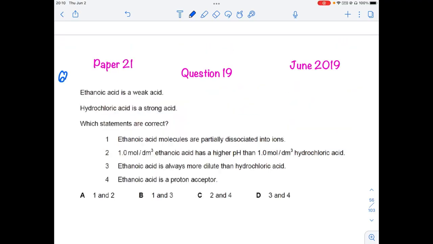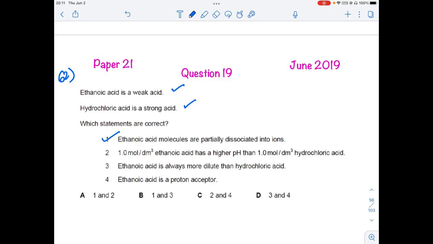Coming to the next question, question number 62 from June 2019, paper 21, question number 19. Ethanoic acid is a weak acid. We know that. Hydrochloric acid is a strong acid. Which statements are correct? Ethanoic acid molecules are partially dissociated into ions. Yes, because it is a weak acid, it is partially dissociated. If it were a strong acid, it would have been fully dissociated. But it is a weak acid, so it is done partially.